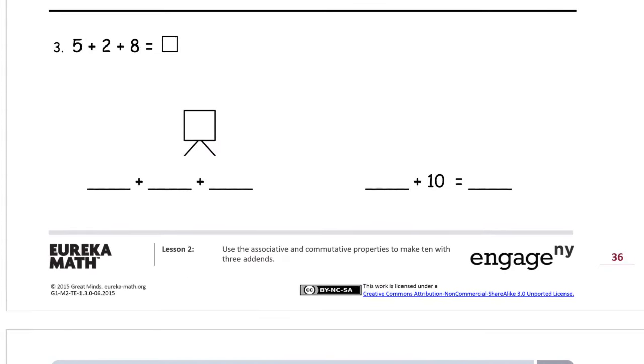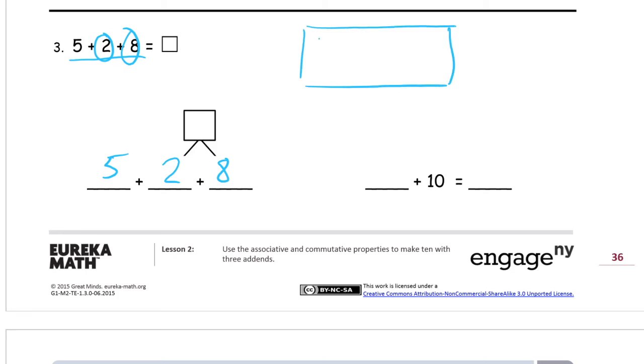Now here we have 5 plus 2 plus 8. So it's 5 plus 2 plus 8. Let me redo that 2 because it looks like a Z. A lot of times my 2s end up looking that way. So it's the 2 and the 8. We got to circle those, right? That makes 10.